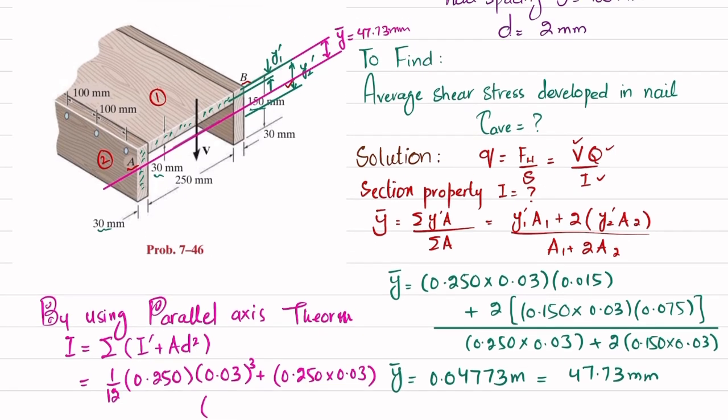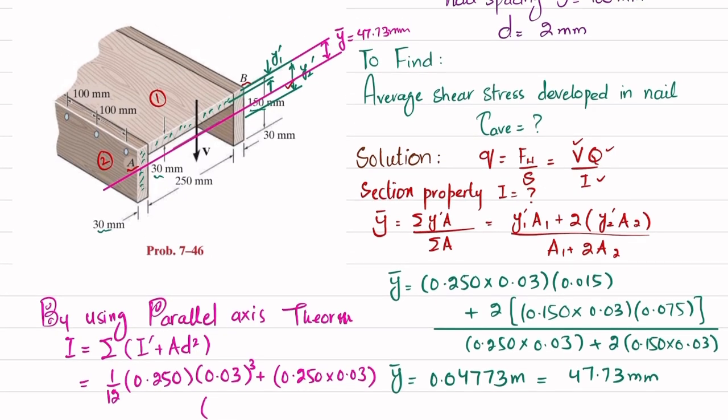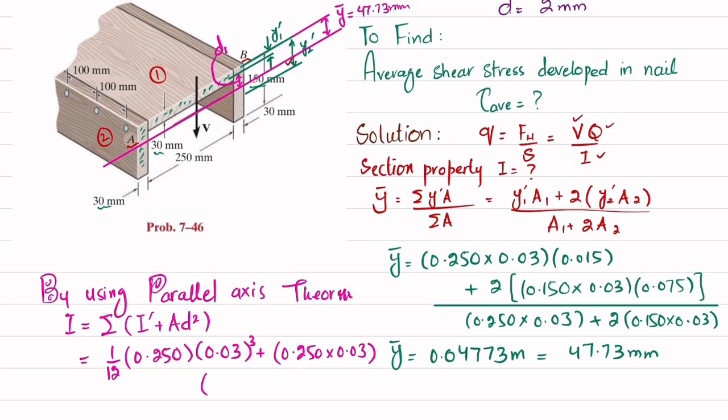Now what is d square? It is the distance from the neutral axis till the mid of this section. So this is your d1. You can see that d1 can be obtained if you subtract y1 dash from y bar. Clear? So y bar in meter is 0.04773, minus y1 dash, which is 0.015, whole square, plus 2 times 1 over 12.